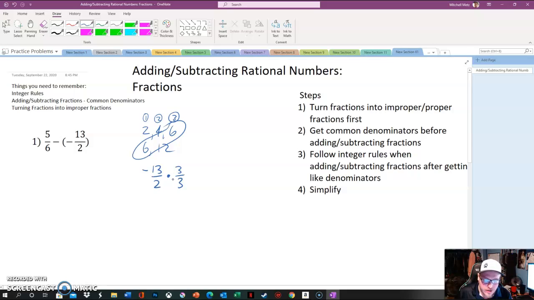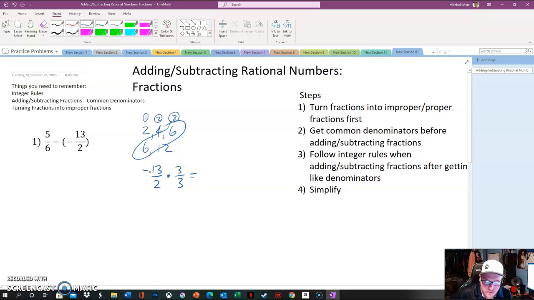So the reason why I have to do again 3 over 3 is because you have to multiply by a whole. 3 over 3 is 1. So that would be negative 13 over 2 times 1, which would just be itself. And because of that being itself, that's why it has to be a number over itself. Because anything divided by itself is 1. So that's why we do this.